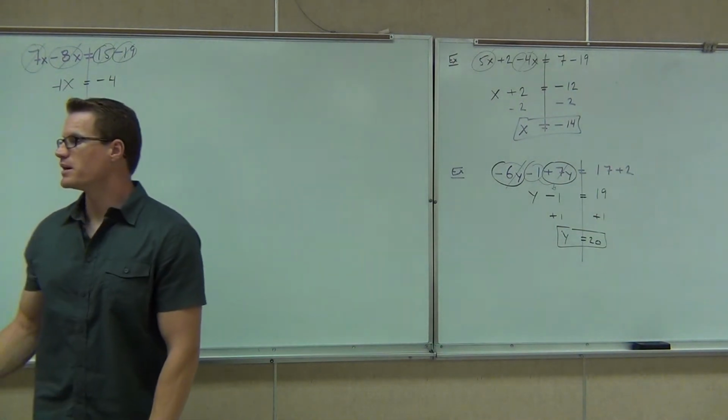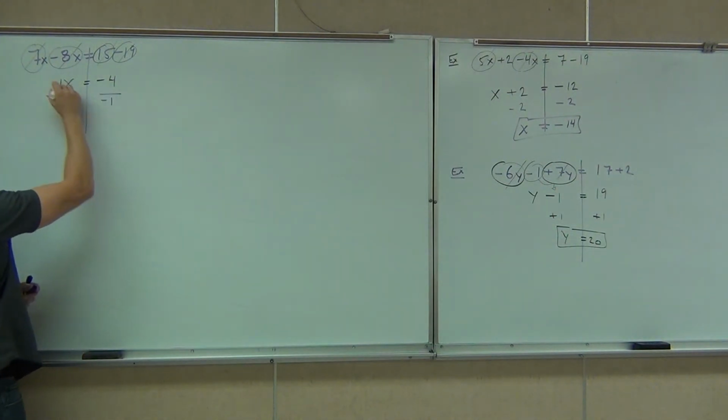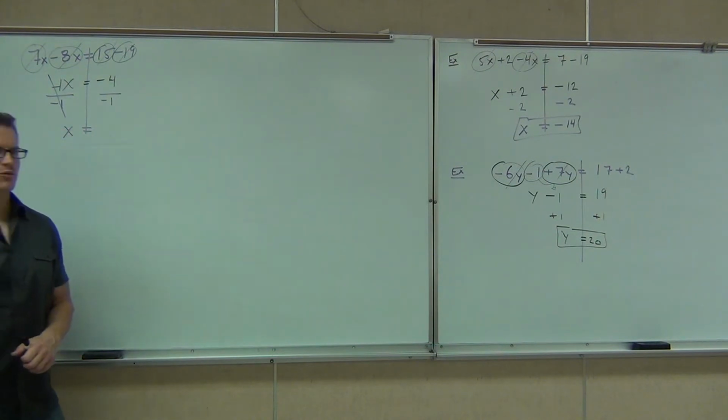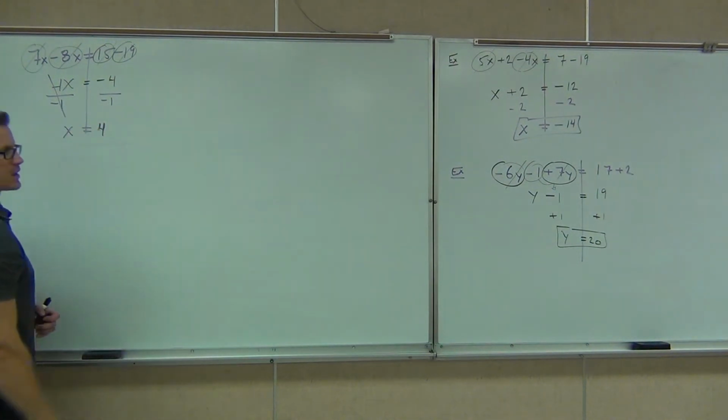You could just divide by negative 1. If we divide by negative 1, here the negatives are gone. That's essentially all you're doing. You're changing the signs. x equals, what's negative 4 divided by negative 1, folks? Positive 4. Positive 4 is it.